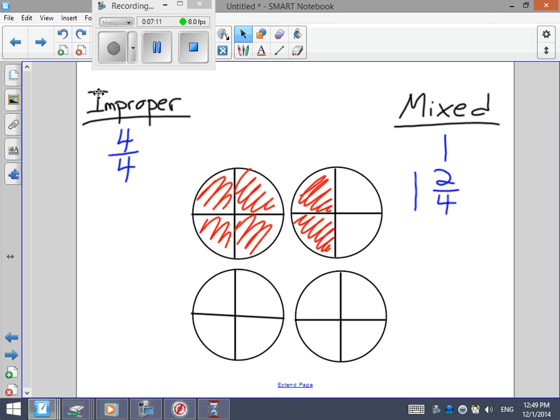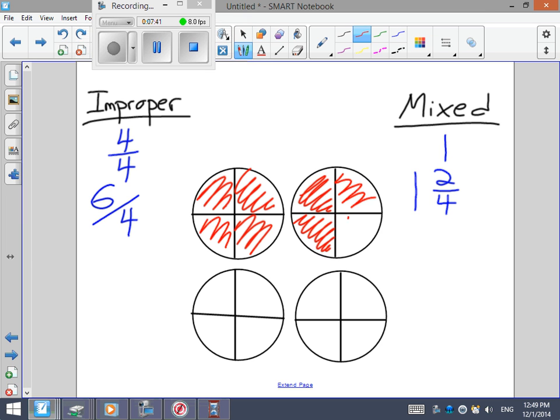If we were to write this as an improper fraction, though, we just count the slices. We have 1, 2, 3, 4, 5, 6. 6 slices. So, that would be 6. And here's the thing, how many slices are in a pizza? In this example, we have 4. So you keep the denominator the same. Okay? So that's the exact same thing. 6/4 and 1 and 2/4. Those are the exact same amount. It's just 2 different ways to write it.